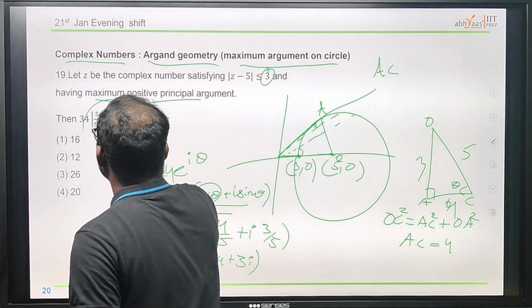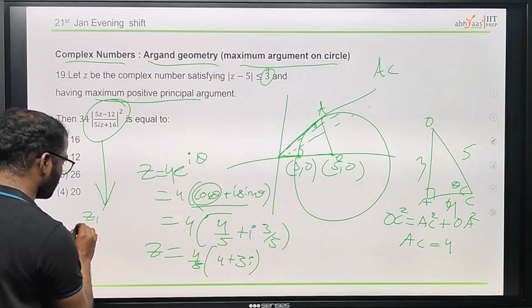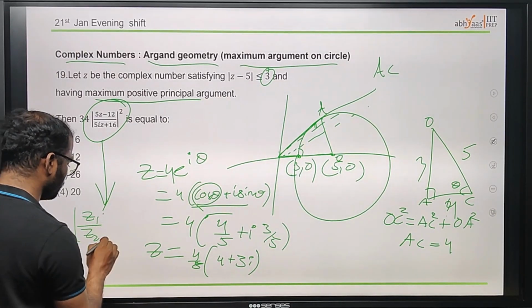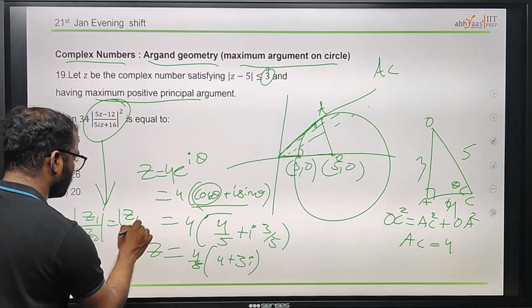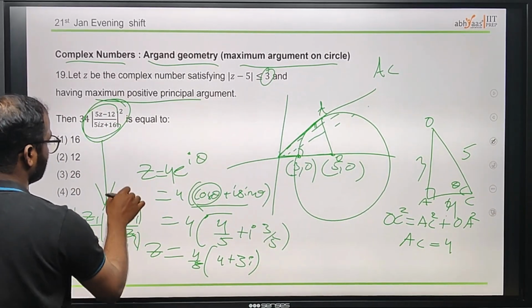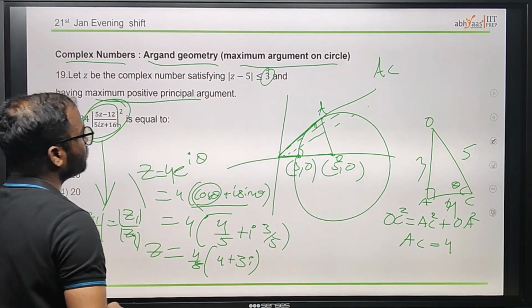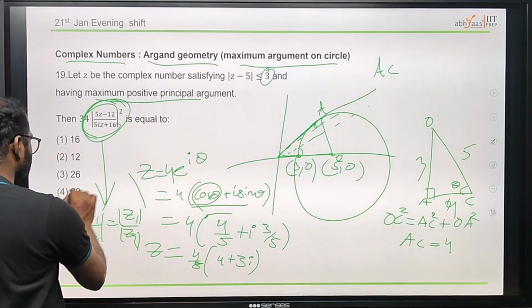Now we need to find this one. If we use a property of modulus, z1 by z2, we can write it as modulus of z1 by modulus of z2. Just substitute those values using this condition. After that you can easily find the answer. This will be our answer, 20.